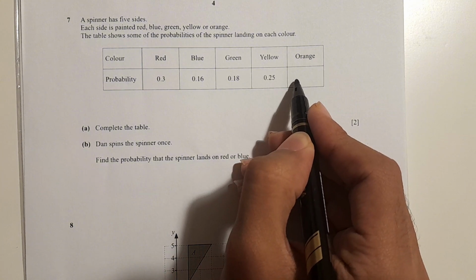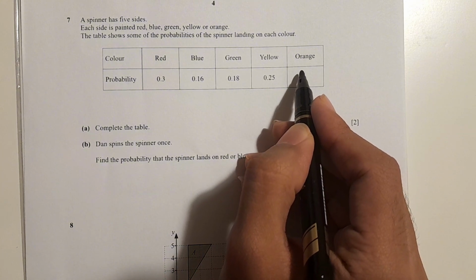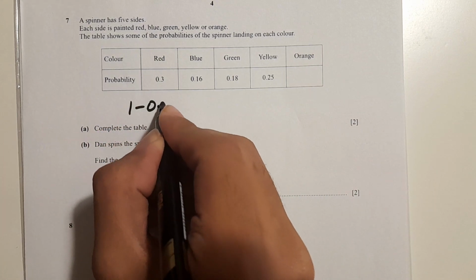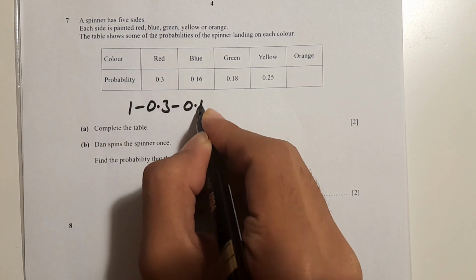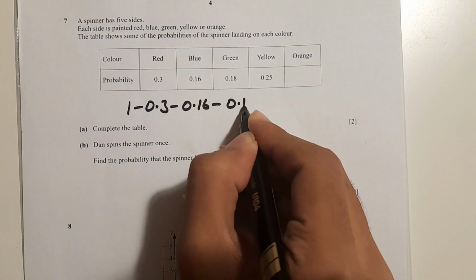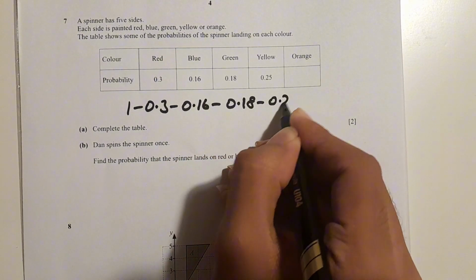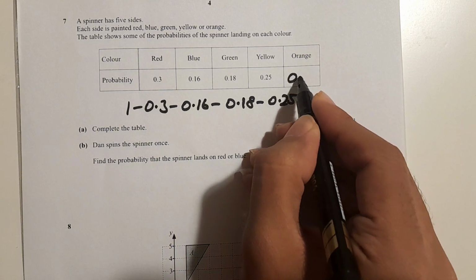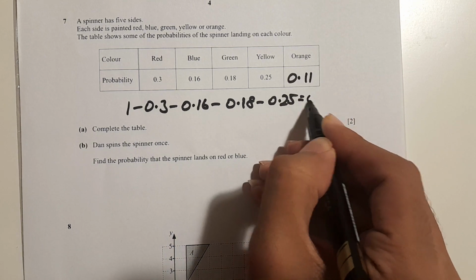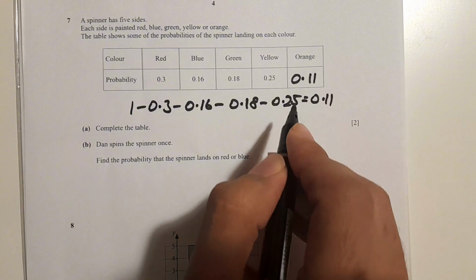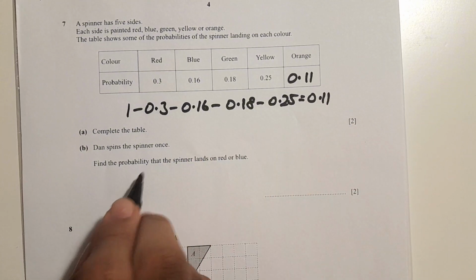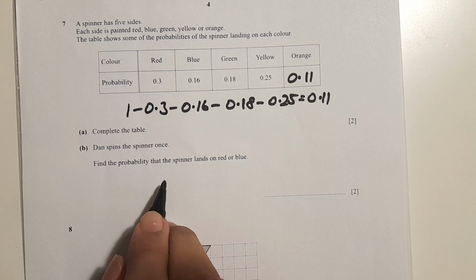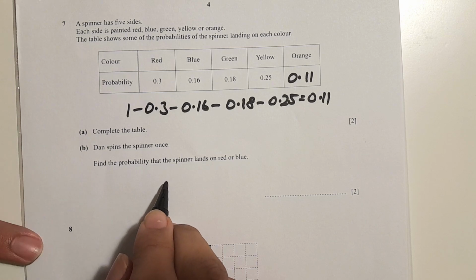So the probability for orange will be 1 minus 0.3 minus 0.16 minus 0.18 minus 0.25, and the value is 0.11. So the probability for orange is 0.11. Dan spins the spinner once. Find the probability that the spinner lands on red or blue.